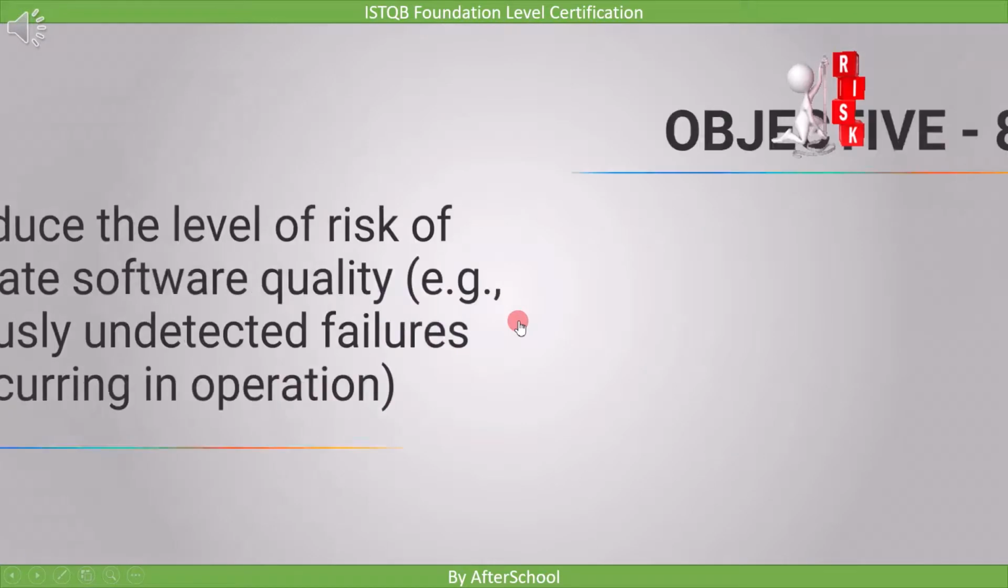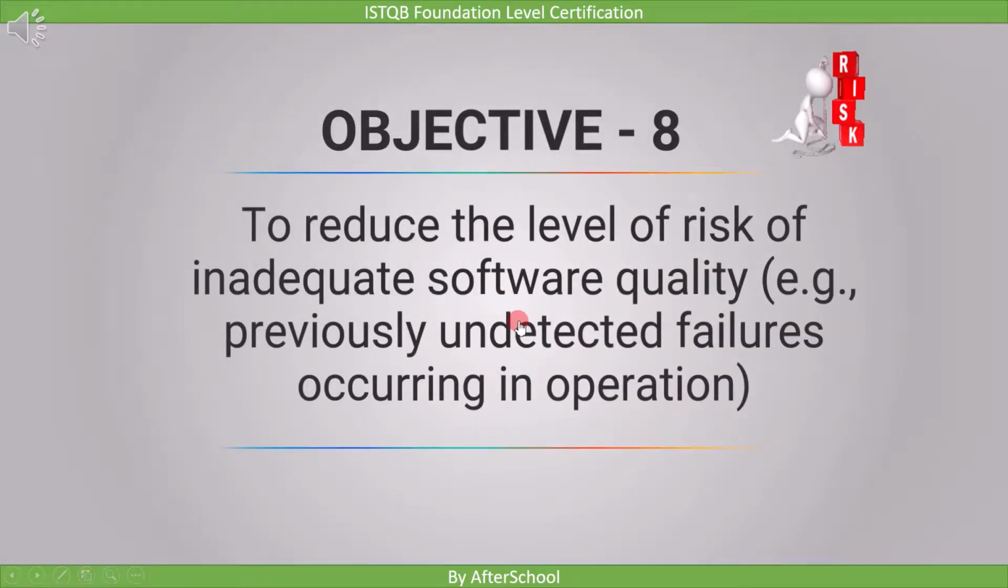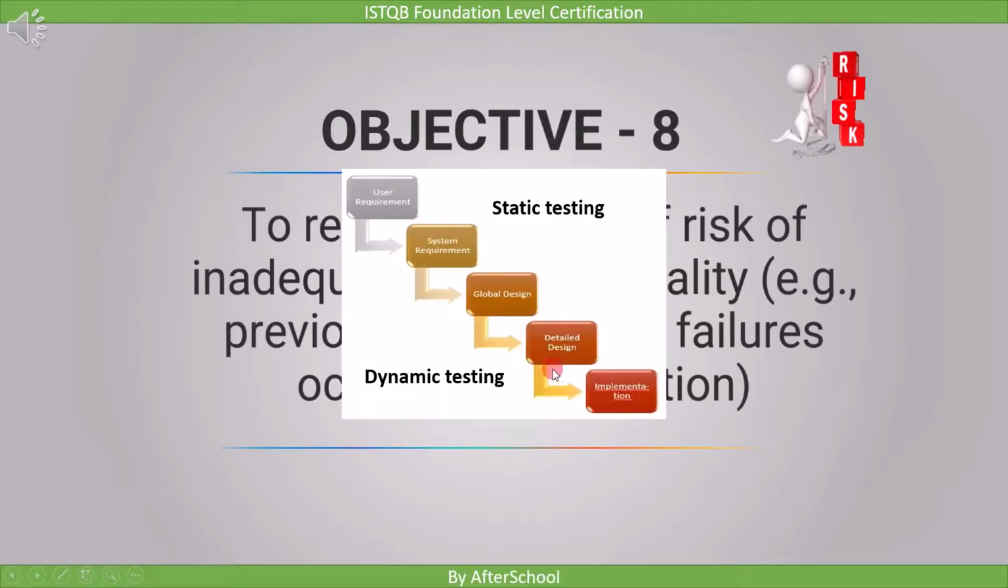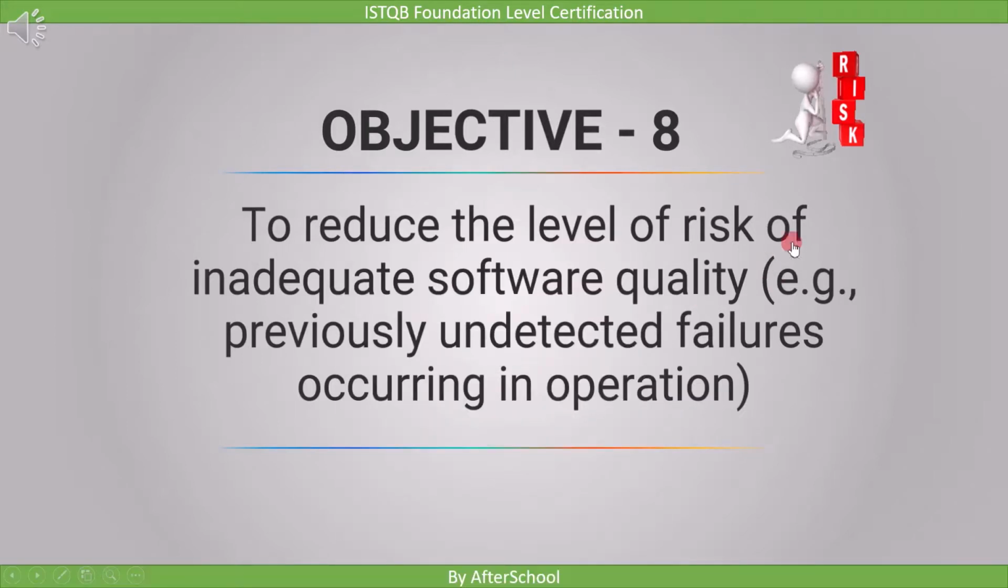The eighth objective is to reduce the level of risks of inadequate software quality. For example, previously undetected failures occurring in operation. This objective is related to the 5th and 6th objective. We need to find the defect in the same stage in which they are introduced. Otherwise, it will be found in the operation. If fault is found during operation, it can have adverse effect. That's why it is necessary to reduce the level of risks of inadequate software quality.